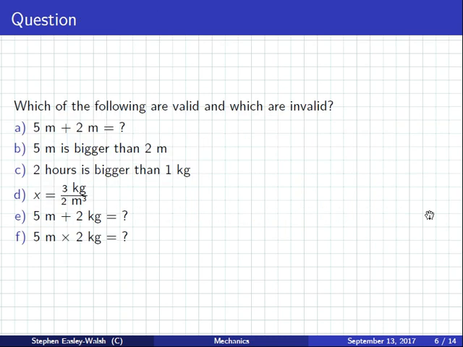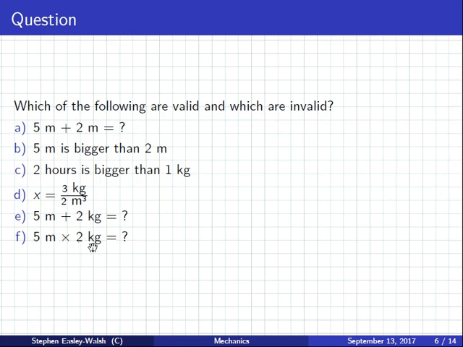Let's have a look at some examples. We'll do these together. Which are valid and which are invalid? In other words, which are right and which are wrong. So together, the first one, is this allowed or not allowed? It's allowed, it's okay. Is it right or wrong to say 5 meters is bigger than 2 meters? That's right. And can we say 2 hours is bigger than 1 kilogram? No. X is equal to 3 kilograms over 2 meters cubed? Yes, this is okay. 5 meters plus 2 kilograms? No. And lastly, 5 meters times 2 kilograms?